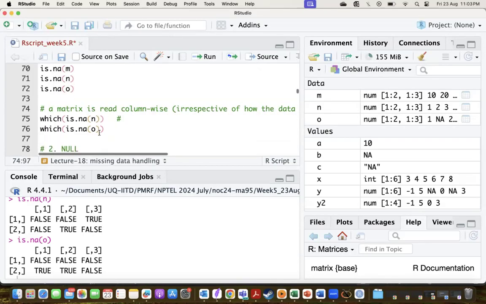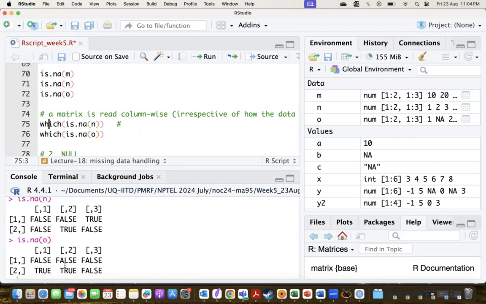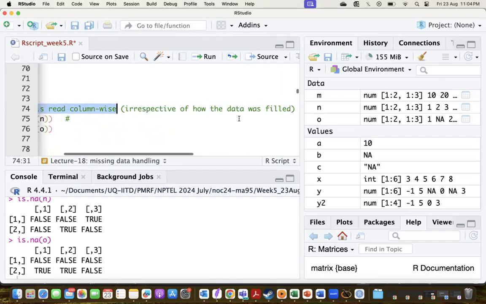Now, the second thing which we did there was we wanted to find the index, the position of these NAs, right? When it was a vector, there was no problem. You are reading a vector in just one dimension: 1, 2, 3, 4, 5, 6. Now, matrices internally can be a little confusing, so bear with me. A matrix is always read column wise in R, irrespective of how you filled in that data.